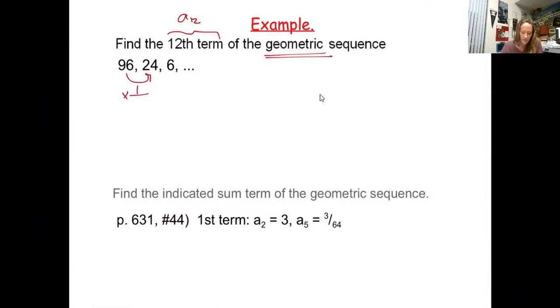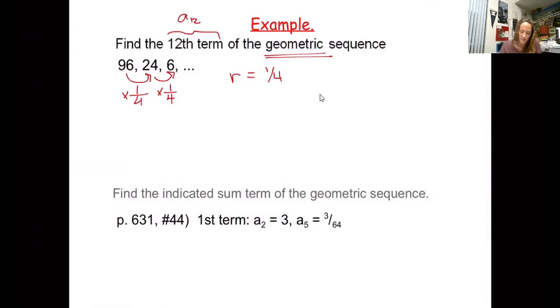Okay, 96 to 24, not many of us have that, but come on, don't we have 24 to 6? Aren't we dividing by 4? Now remember, the common ratio is what you're multiplying by, so dividing by 4 is multiplying by the reciprocal. You can double check it. What's 96 divided by 4, or 96 times 1/4? It's 24. So all of a sudden I have my common ratio.